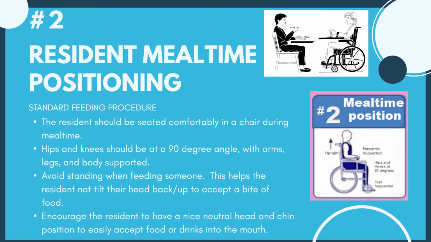Standard feeding procedure number 2, resident mealtime positioning. The resident should be seated comfortably upright in a chair during mealtime. Hips and knees should be at 90 degrees, with arms, legs, and body supported well. Avoid standing over a resident when feeding. This helps the resident not tilt their head up and back to accept a bite of food.